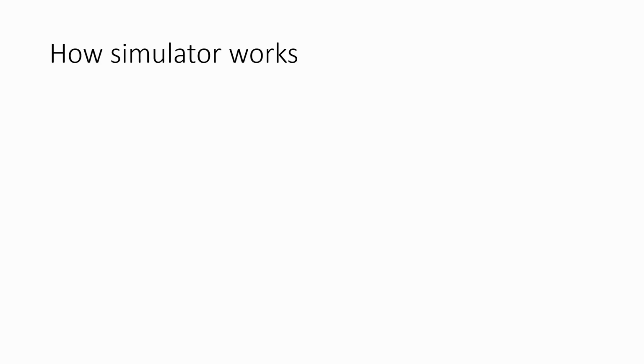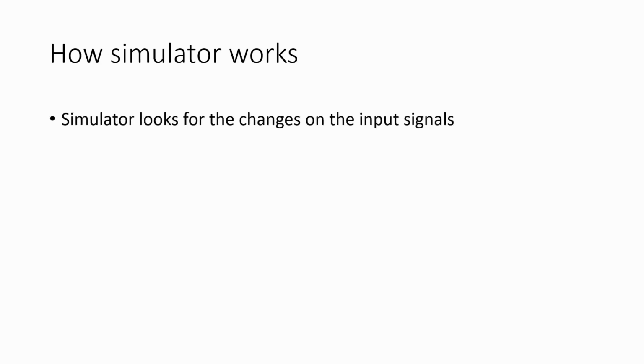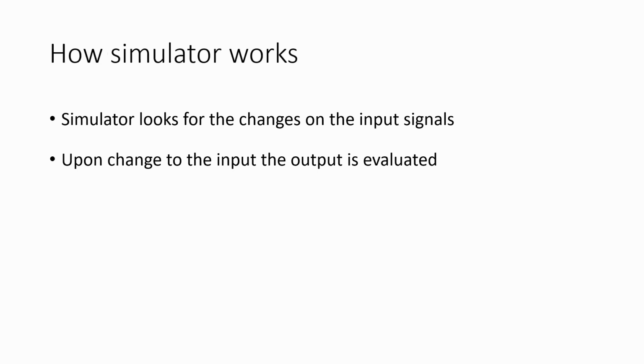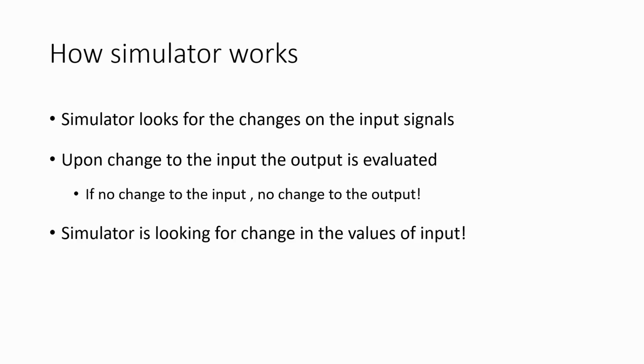So let's see how the simulator works before we get into it, because this is going to be very important a couple of sessions down the line. The way a simulator works is it looks for changes on the input signals. Upon every change in the input, the output will be evaluated. If there is no change in the input, there is no change to the output. That is the way the simulator works. This is a very important point we need to keep in mind. If there is no change in the input, the simulator is not going to evaluate the output. So the simulator is looking for change in the values of input.